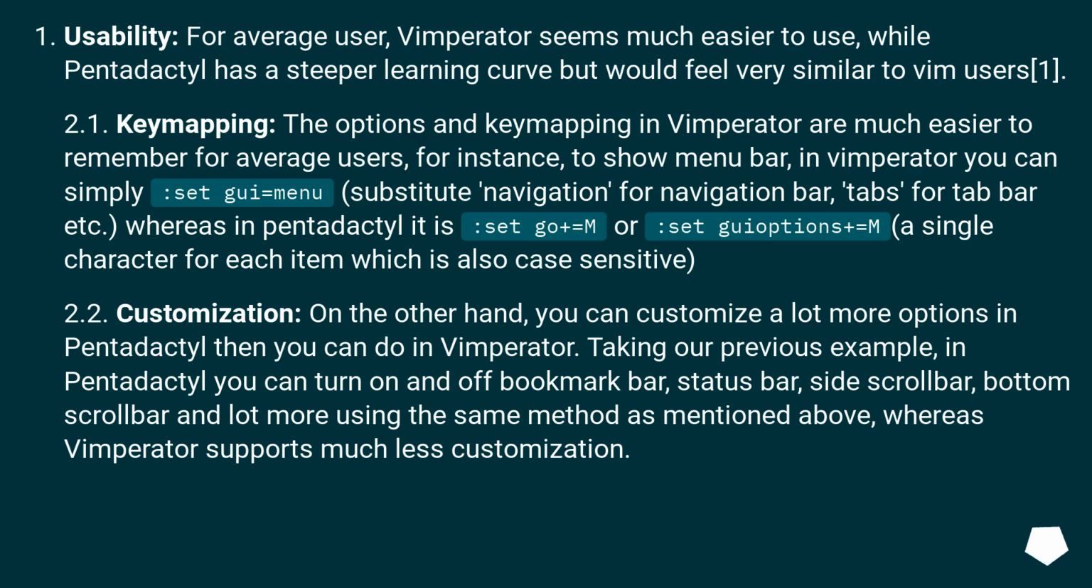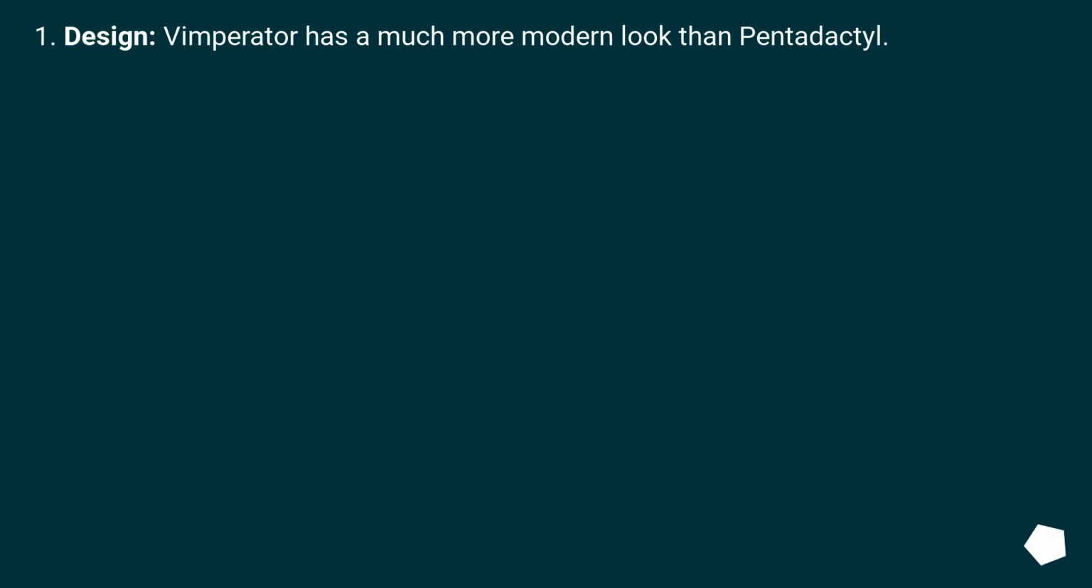2.2. Customization. On the other hand, you can customize a lot more options in Pentadactyl than you can do in Vimperator. Taking our previous example, in Pentadactyl you can turn on and off the bookmark bar, status bar, side scroll bar, bottom scroll bar, and a lot more using the same method as mentioned above, whereas Vimperator supports much less customization. Design. Vimperator has a much more modern look than Pentadactyl.